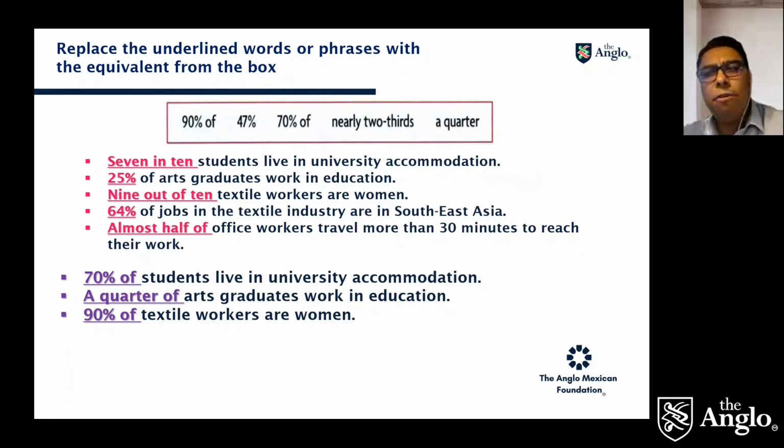Then 64% is a little bit different. So 64% of jobs in the textile industry, 64% might be what?